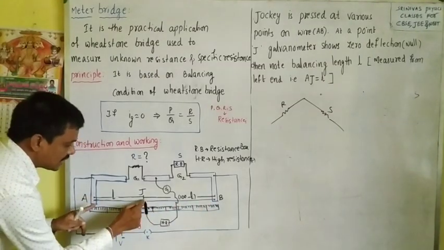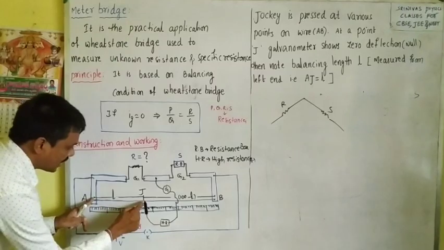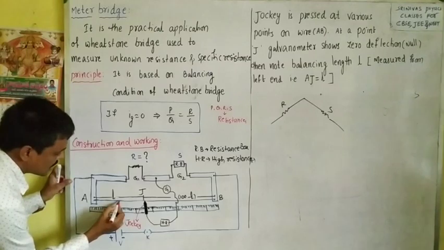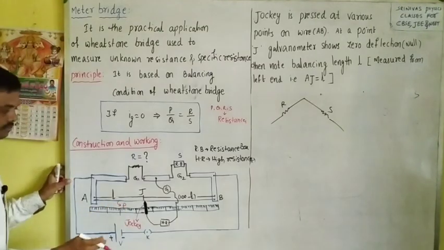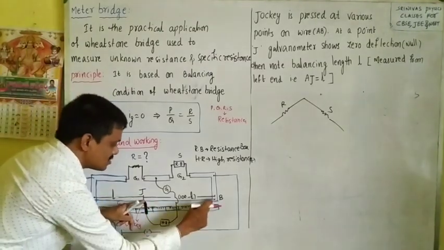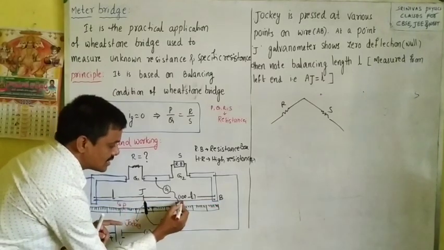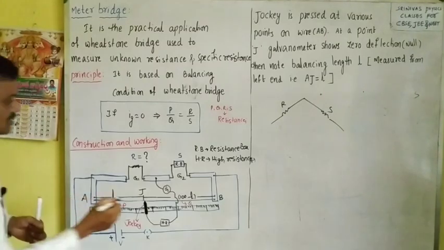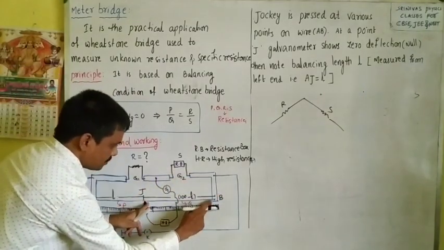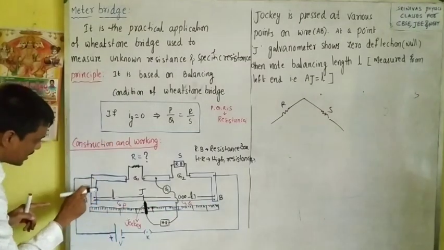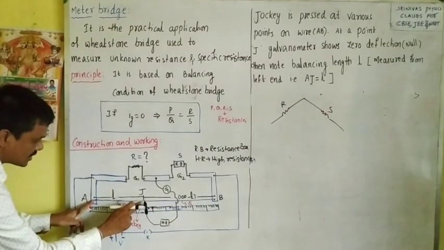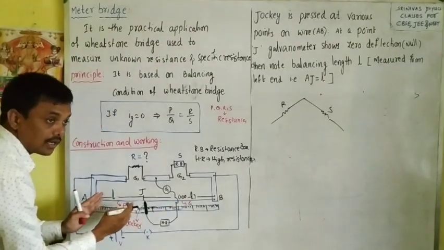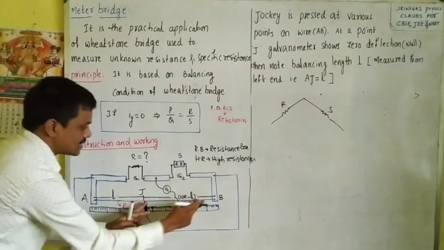When we place the jockey here, the wire on the jockey's left side has some resistance. Its resistance we can take as P. This wire resistance I will take as P. And on the jockey's right side also some wire is there. Its resistance I will take as Q. The jockey divides the meter bridge wire into 2 parts. Left side wire resistance P, right side Q.